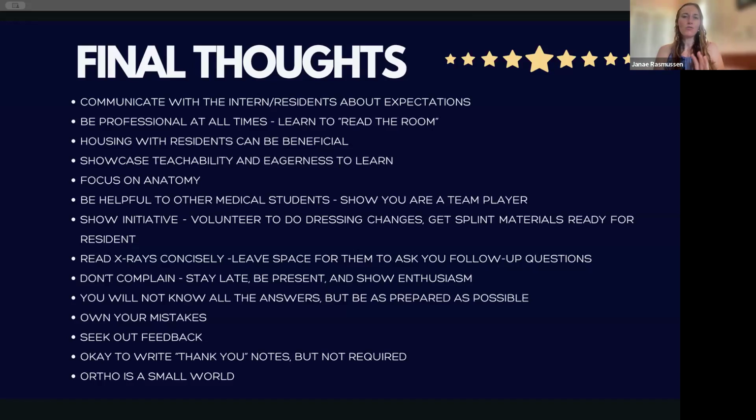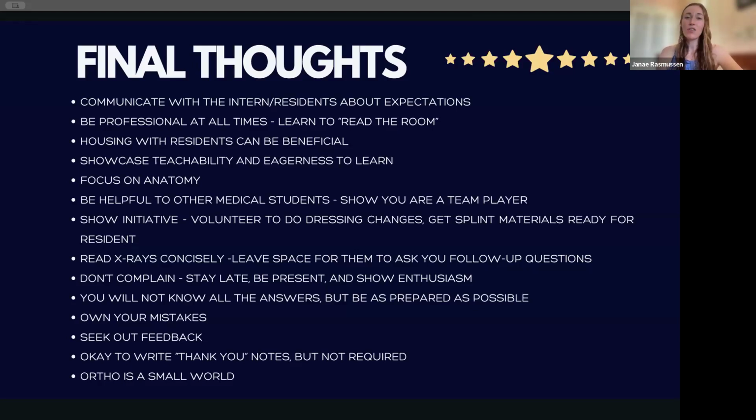What you want to make sure you do is not just ask a bunch of questions. Make sure that if you're asking a question, it's thoughtful, and not something you can quickly look up on Ortho Bullets. The more you do that, the more it shows you're really engaged and trying to learn, and you're not just regurgitating facts or repeating the same questions over and over to look good. Again, focus on anatomy. And then importantly, being helpful to other medical students.